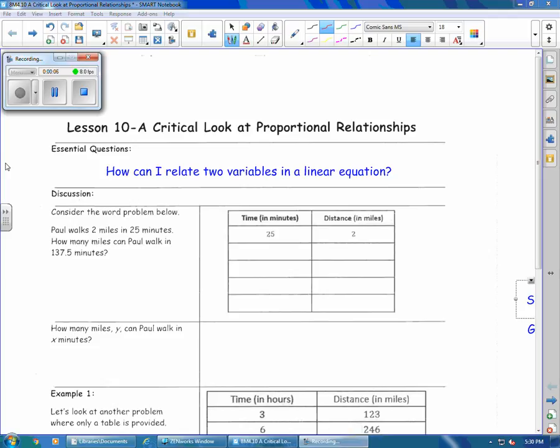This is Lesson 10 of Module 4, A Critical Look at Proportional Relationships. You should be on page 79 of your student workbook. Your essential question for this lesson is: how can I relate two variables in a linear equation?